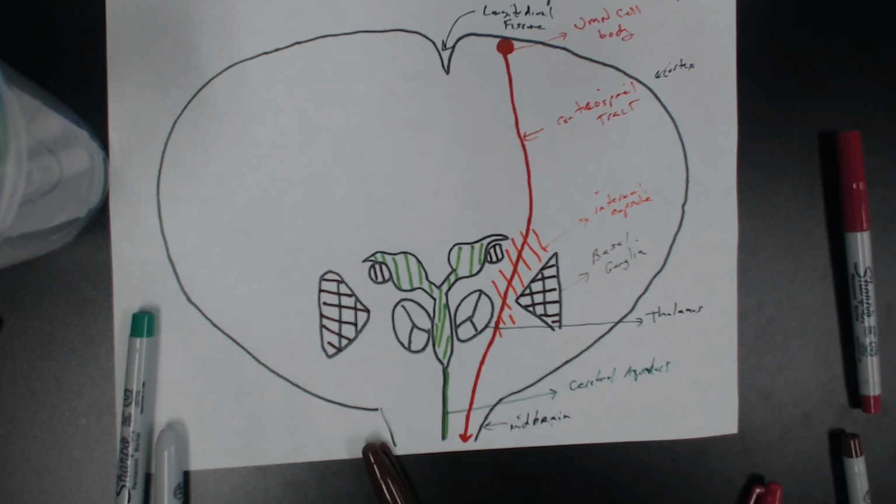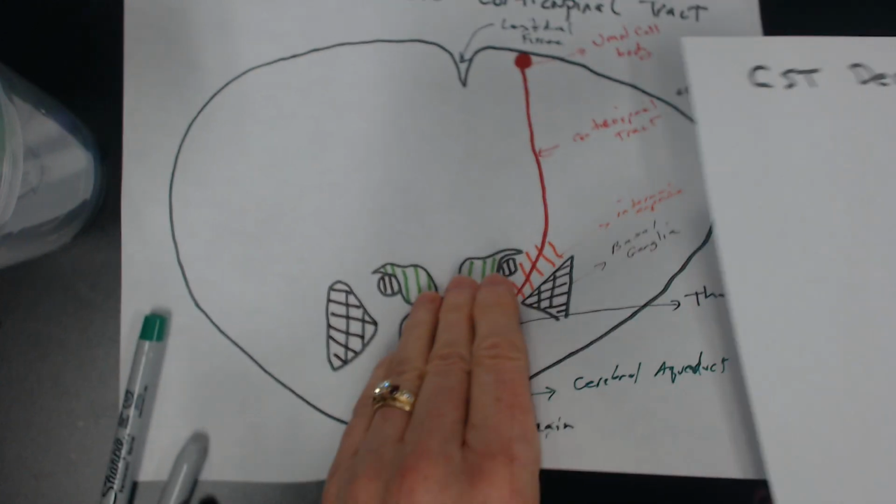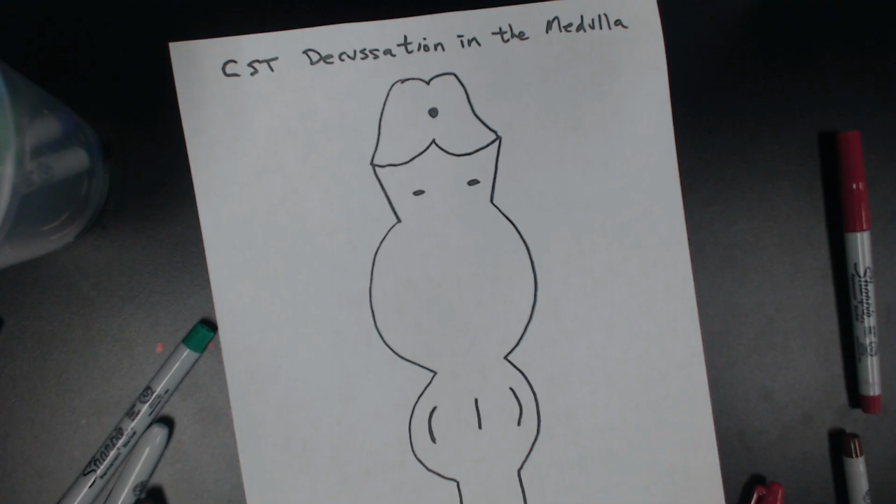Nothing new, nothing seriously new anyway. Kind of what we'd expect so far. Moving on, let's go ahead and look at the next one, which would be the CST, the corticospinal tract, the decussation in the medulla.